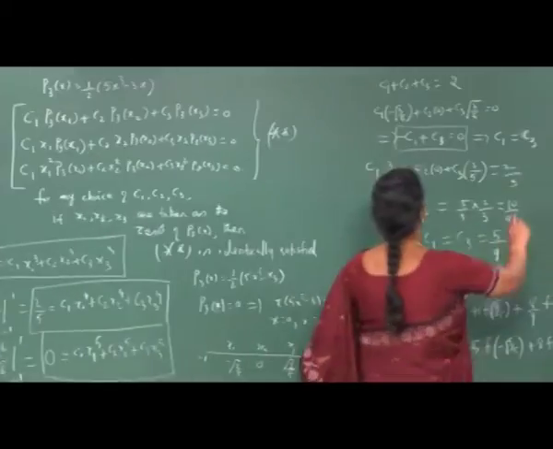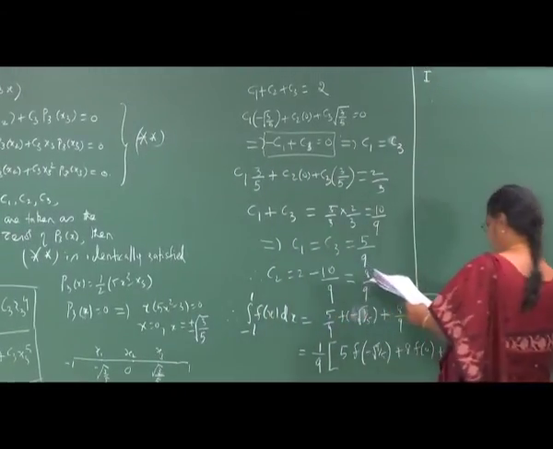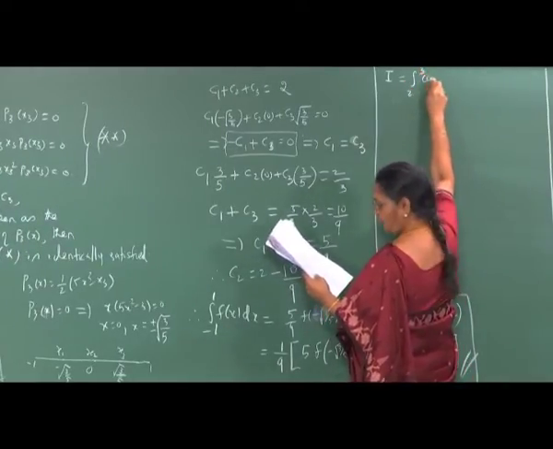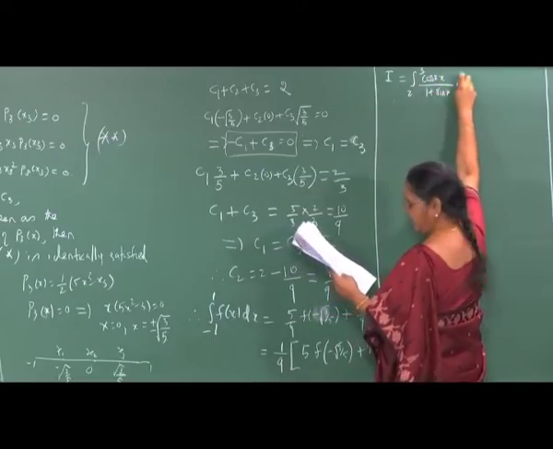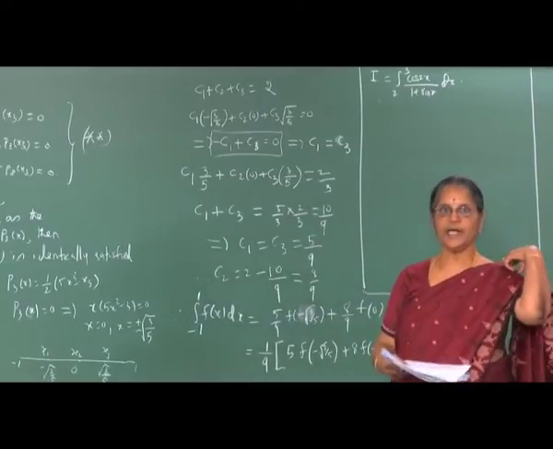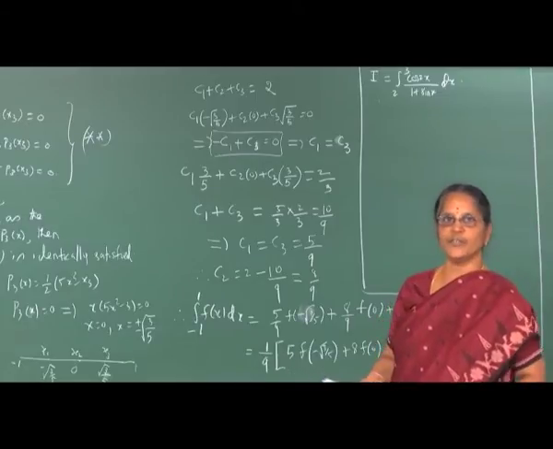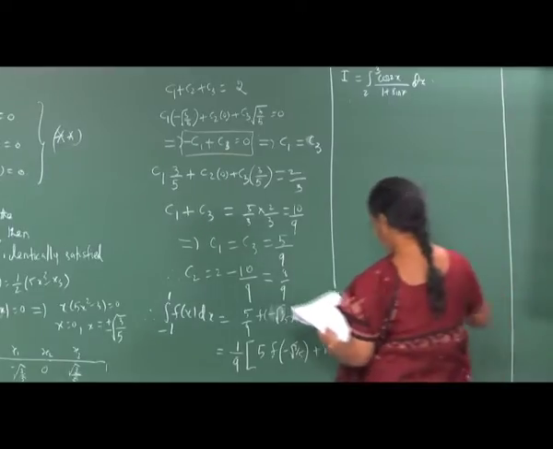So, find the value of the integral, say I, which is integral 2 to 3 cos 2x by 1 plus sin x dx. So, obtain this using Gauss 3-point integration method. We have already done this using 2-point method. Let us work this out using 3-point method.